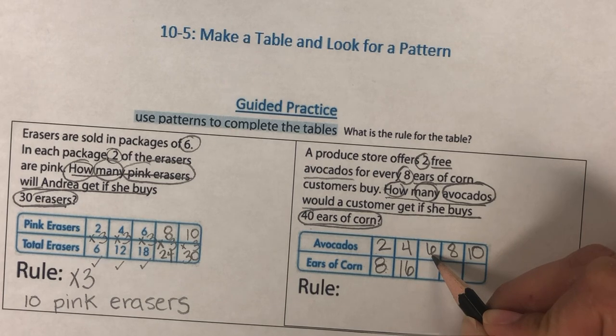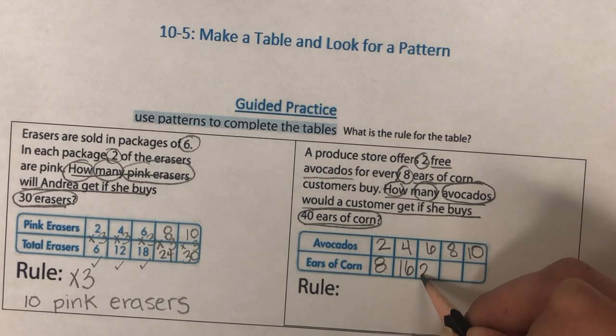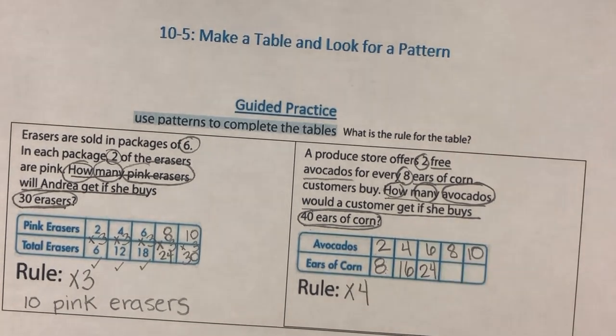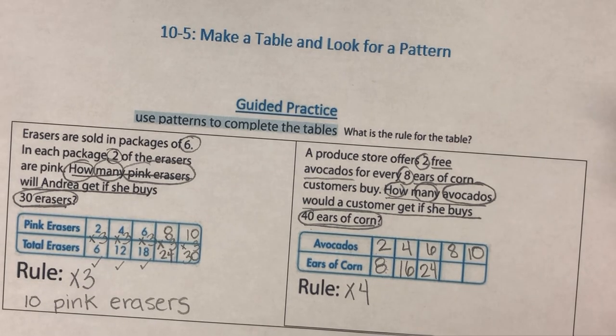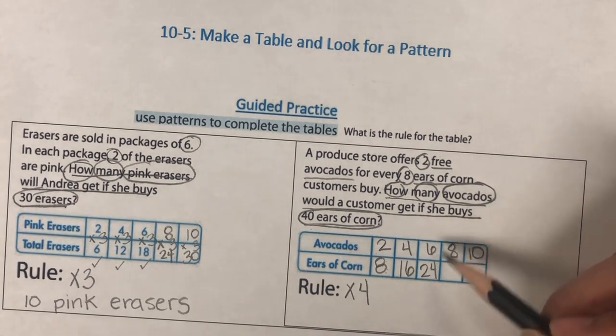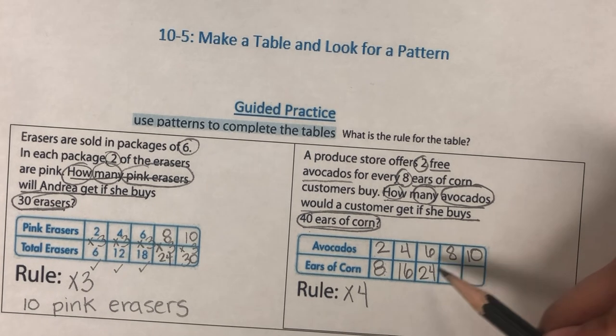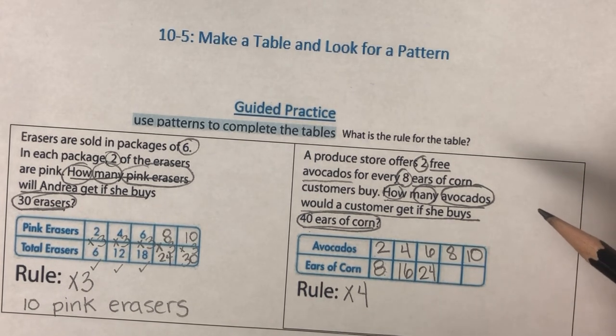Keeping the rule the same, 6 times 4 is 24. Times 4 is the rule. So now we have 24 total ears of corn. For every 8, she gets 2. In that number 24, we have a total of 6 avocados for free.